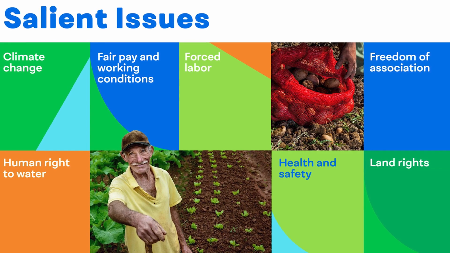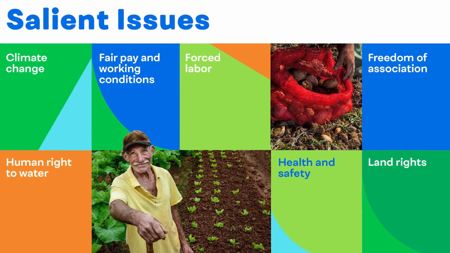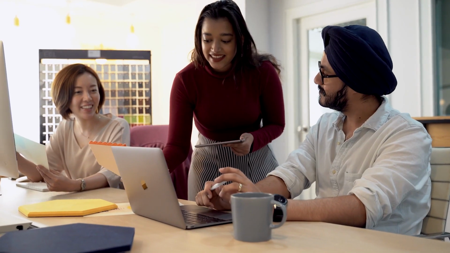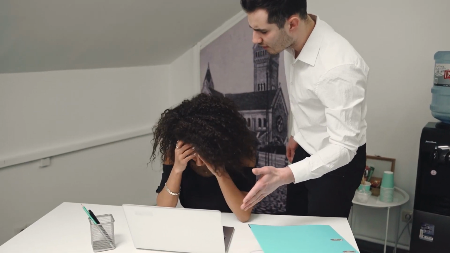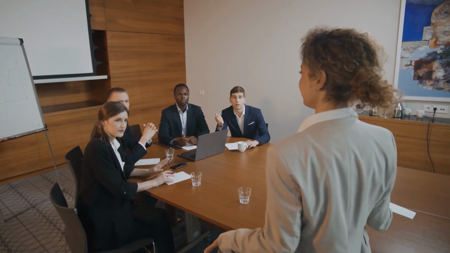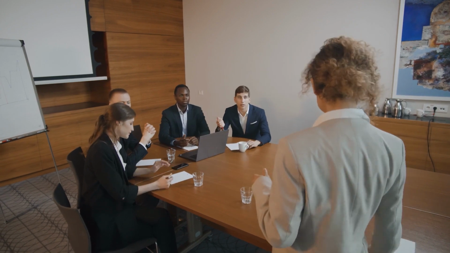So, what are salient human rights issues? They're issues with the most severe impacts on your employees' human rights. A company's salient human rights issues are issues that have the greatest risk of harm to people and therefore are also of greatest risk to the business, at least in the long term.